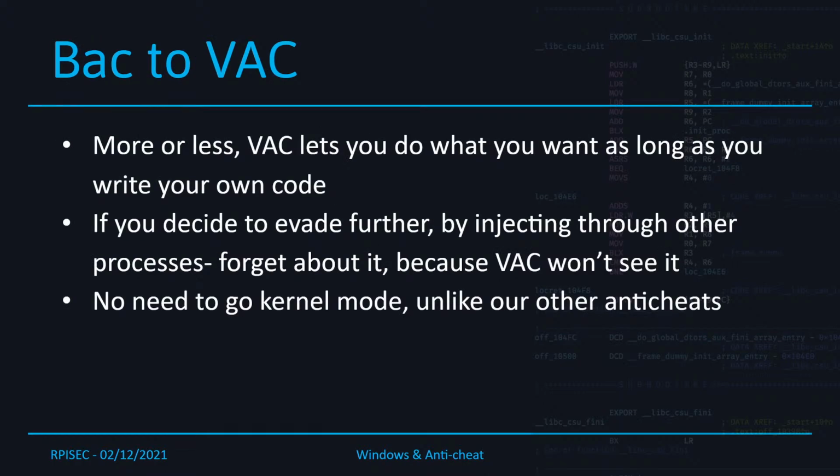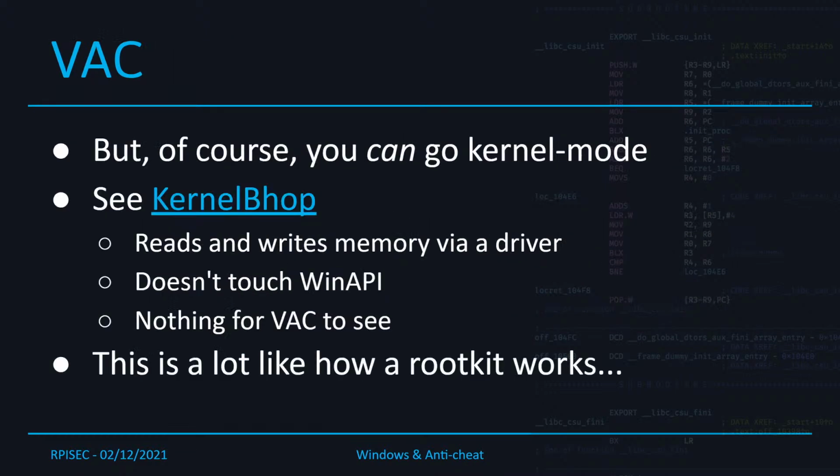So back to VAC, though. As we said, it lets you do pretty much whatever you want as long as you aren't just using something off the shelf. And you can do some evasion too to really just shut it down. As a result, there's no real reason to go into the kernel, unlike other anti-cheats we'll be looking at later. But you can. So there's a little thing on GitHub here, kernel-bhop or kernel-bunnyhop.